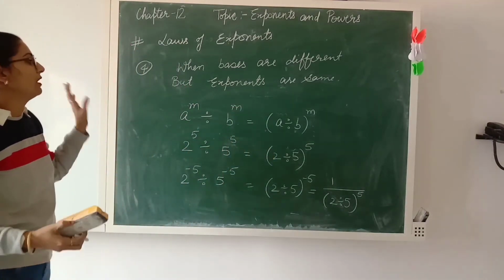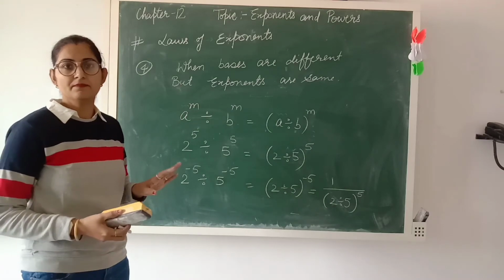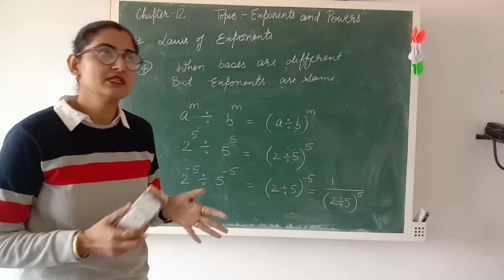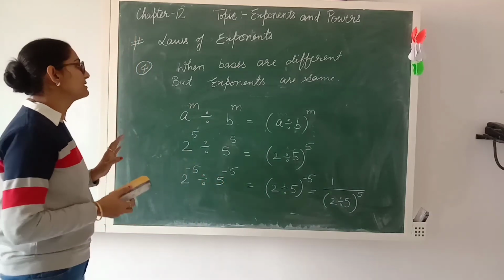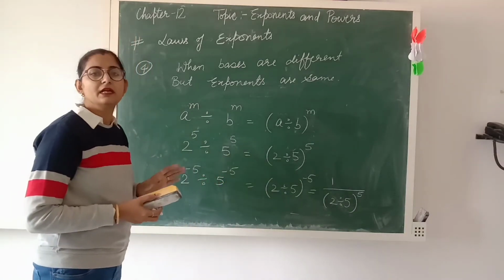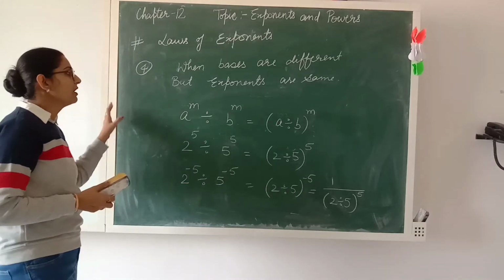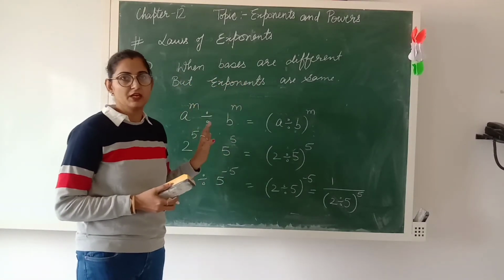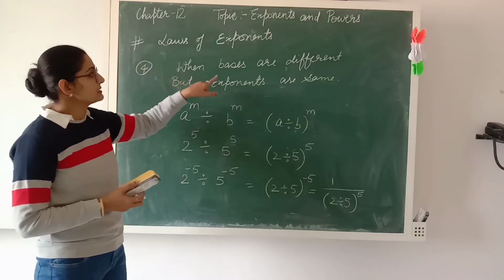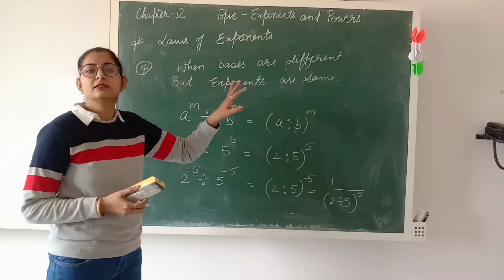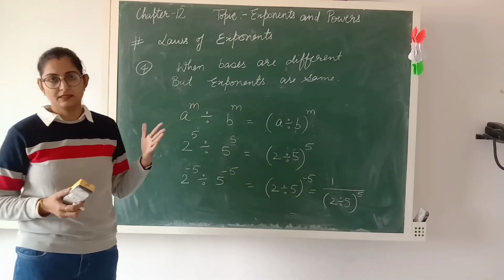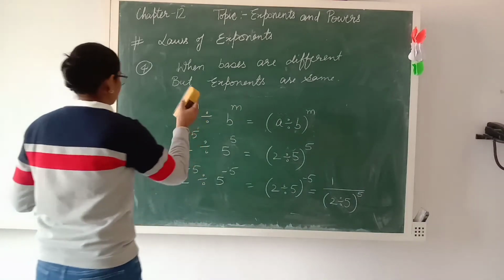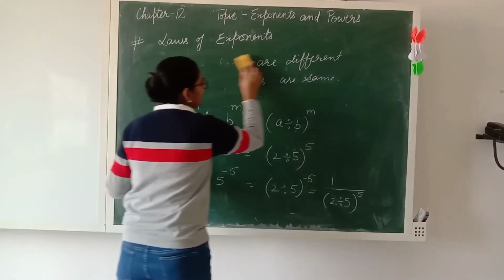First one is about when bases are same and exponents are different in case of multiplication. Second is about when bases are same and exponents are different in division case. Third one is about when bases are different but exponents are same in case of multiplication. And fourth one is about when bases are different but exponents are same in case of division. Okay, and the fifth property, the last property.